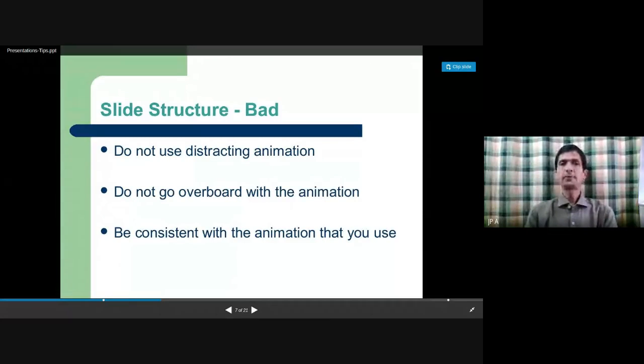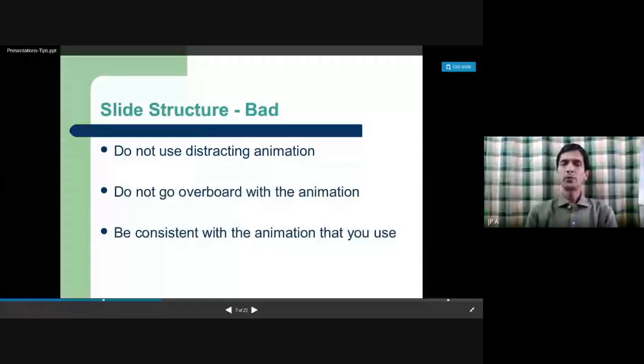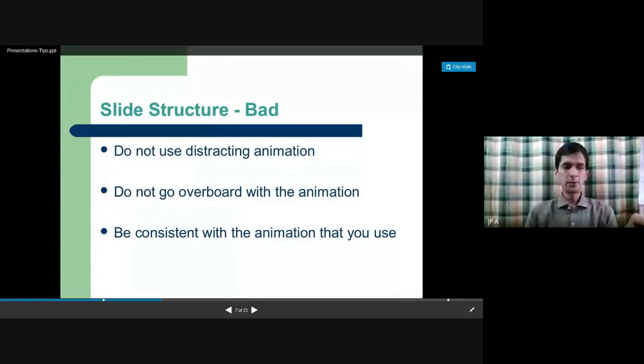Use animation if you want. For example, if you want to show the working of some machine, or somebody who's handling the capital market wants to show an animation of how a stock is transferred from one person through the exchange to another person. That is an example of a stock exchange. You can use some simple animation to show it, but it should not be too much.